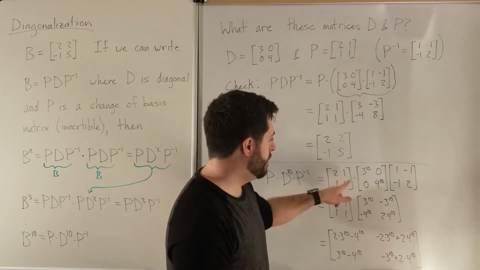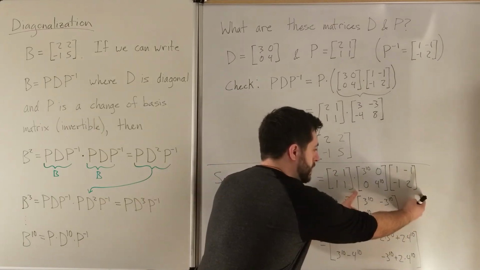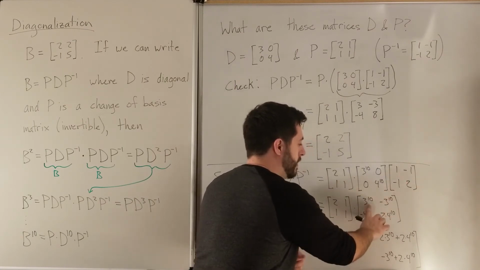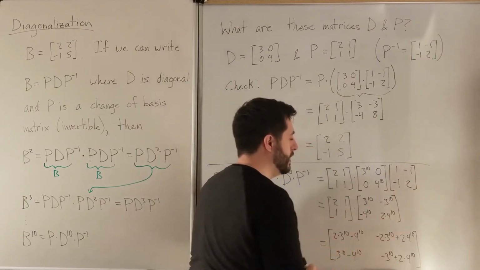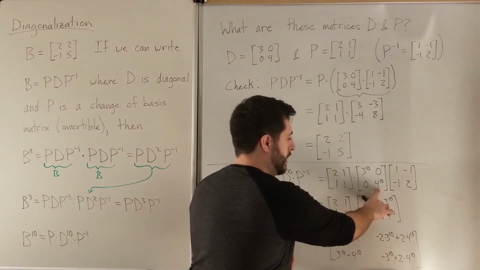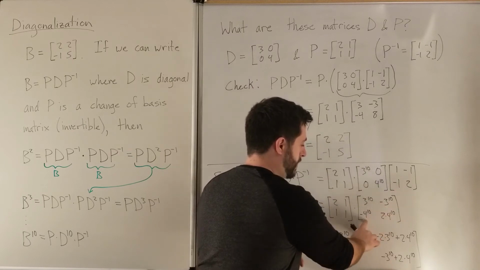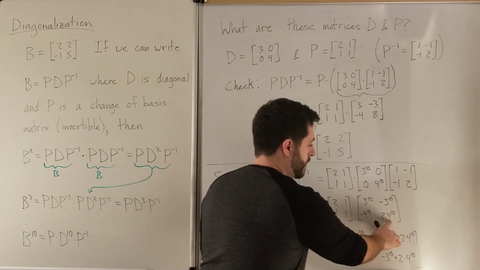Okay. So I'm going to combine these two matrices first. Remember, this 3 to the 10th is just going to multiply this row by 3 to the 10. So we get 3 to the 10 and negative 3 to the 10. And this 4 to the 10 here is going to multiply the bottom row by 4 to the 10. So negative 4 to the 10 and 2 times 4 to the 10 here.